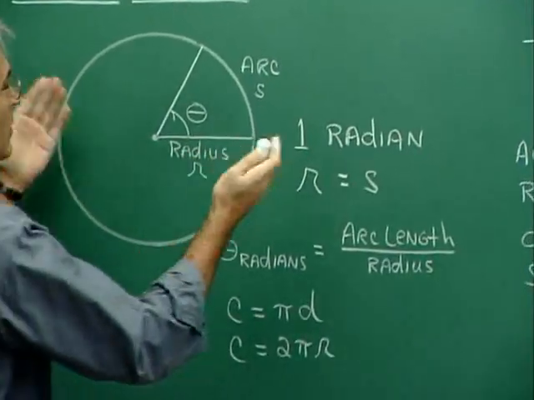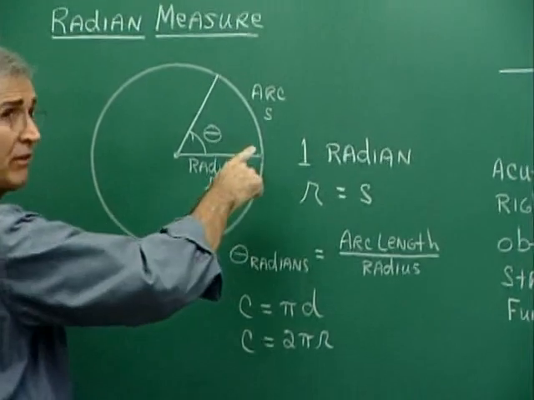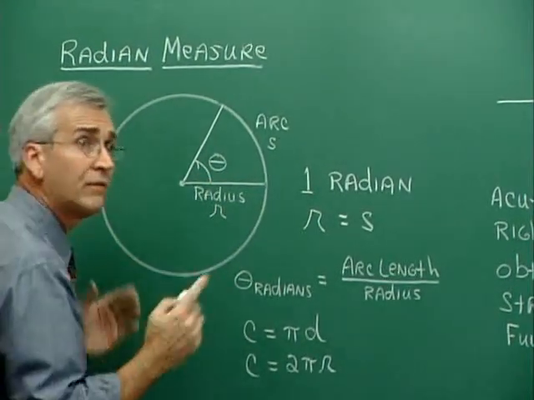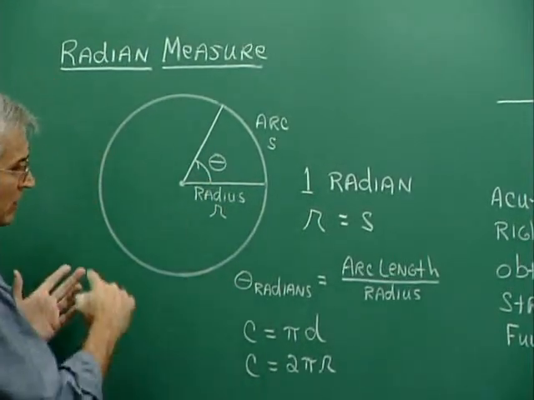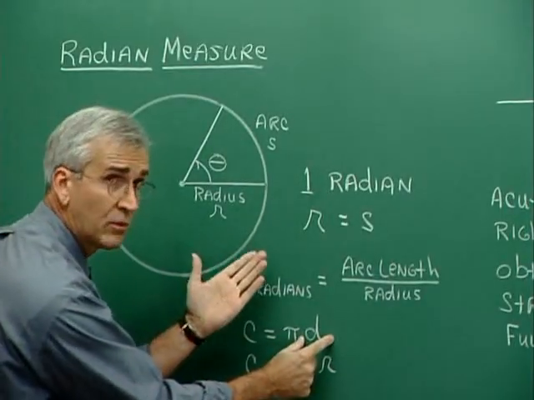Now, what about the number of radians for the entire circle? Well, that's pretty easy to calculate because we have an arc length for the entire circle. It's the circumference of the circle. Now, we know that the circumference is pi times the diameter of the circle, but a diameter is just 2 times the radius.